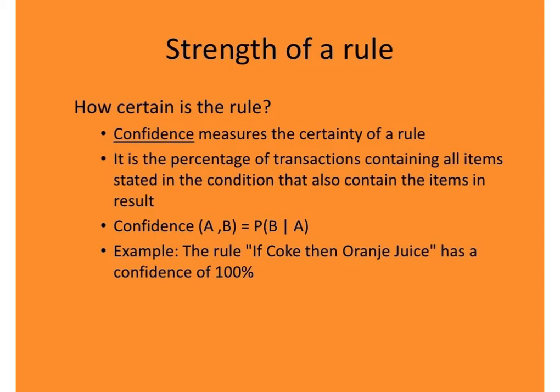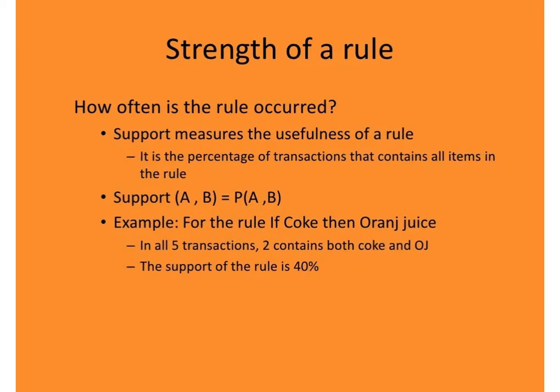So how often does it occur? Basically, support is a measure of usefulness of the rule. The support of A to B is the probability of A and B. So for example, for the rule if Coke then orange juice, if there are 5 transactions and 2 contain both Coke and orange juice, then it's 40%.